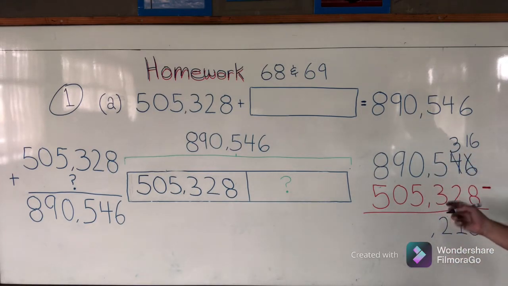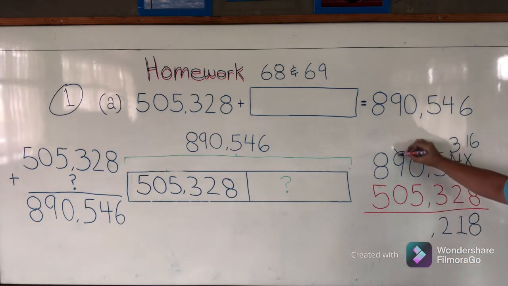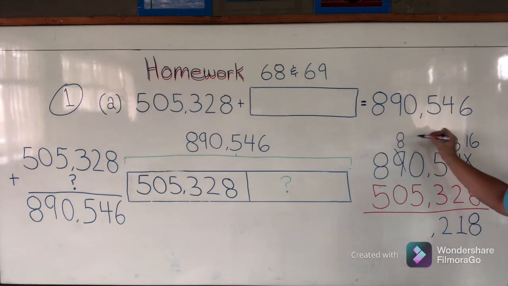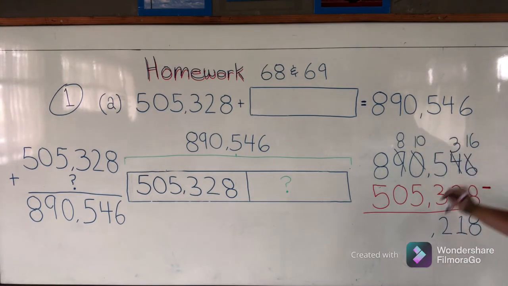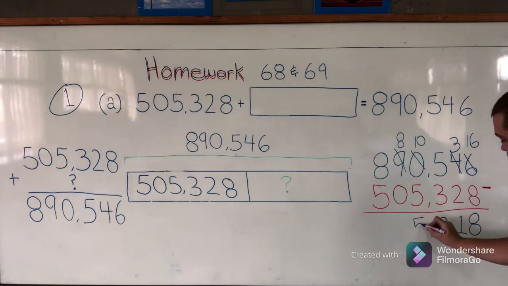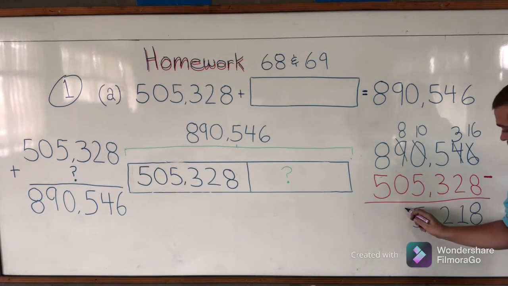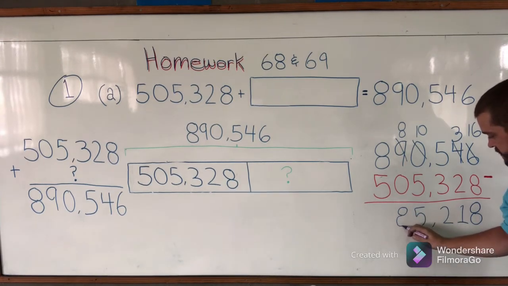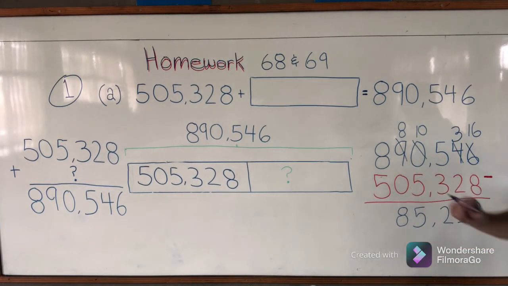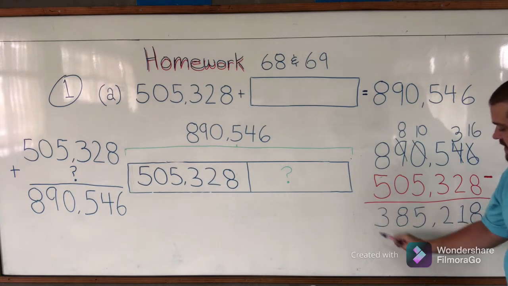0 minus 5. Well, we cannot do that, so we're going to take one of the 10,000s and turn it into an 8. So this is now 10. We put a 1 in front of the 0. So 10 minus 5 is 5. 8 minus 0 we can do, it's just 8. And then we move over to our 100,000s. 8 minus 5 is just 3.